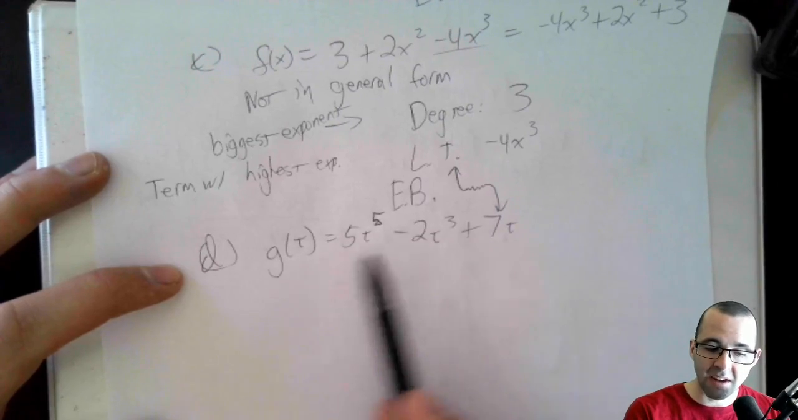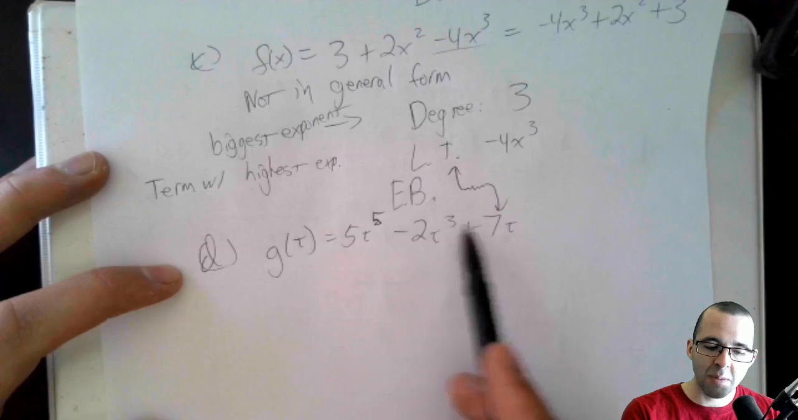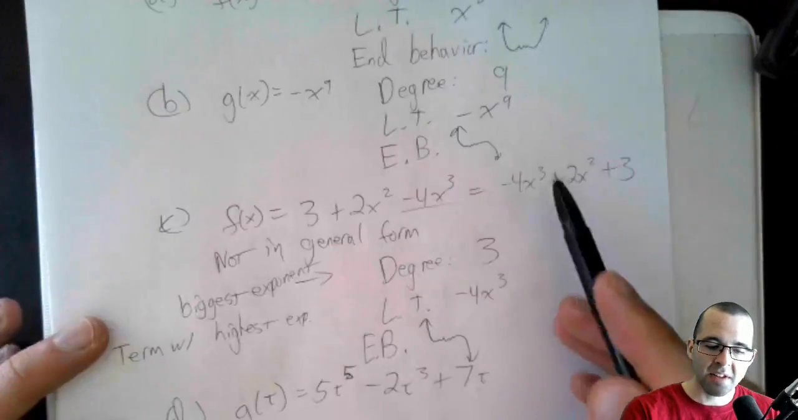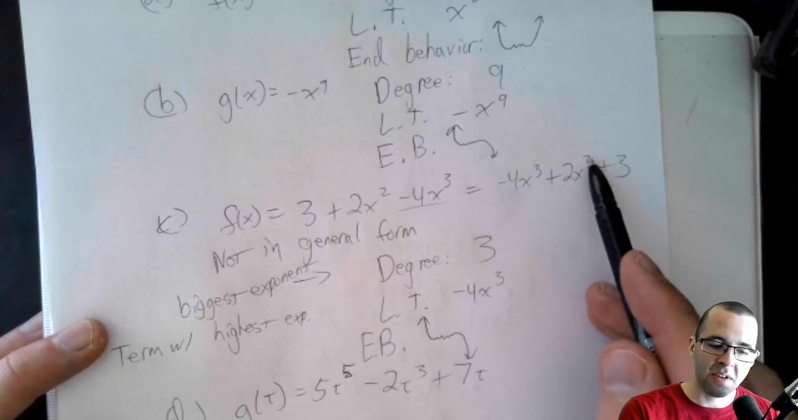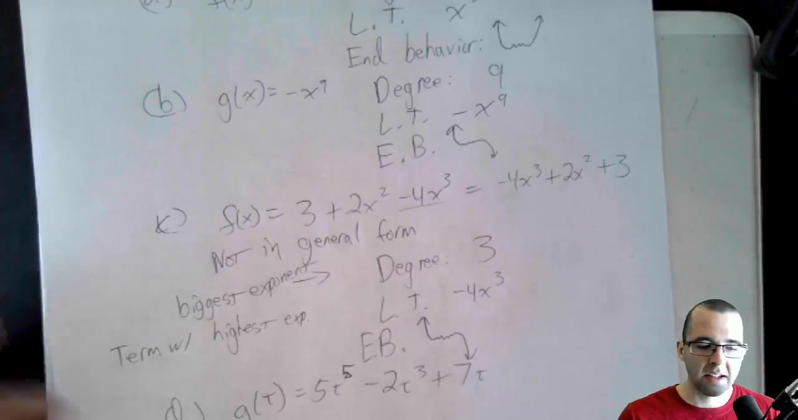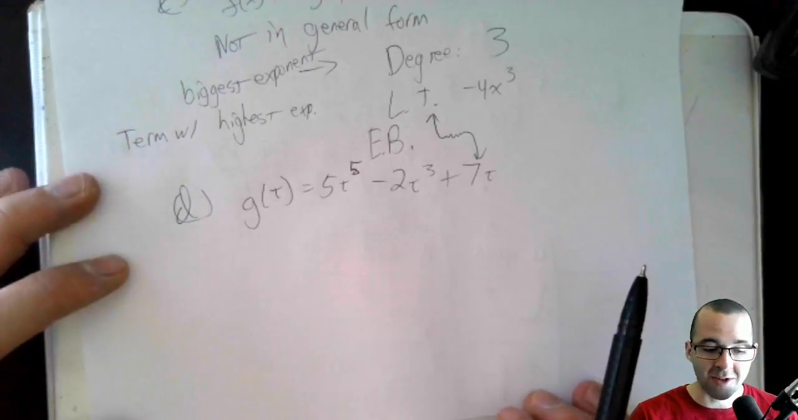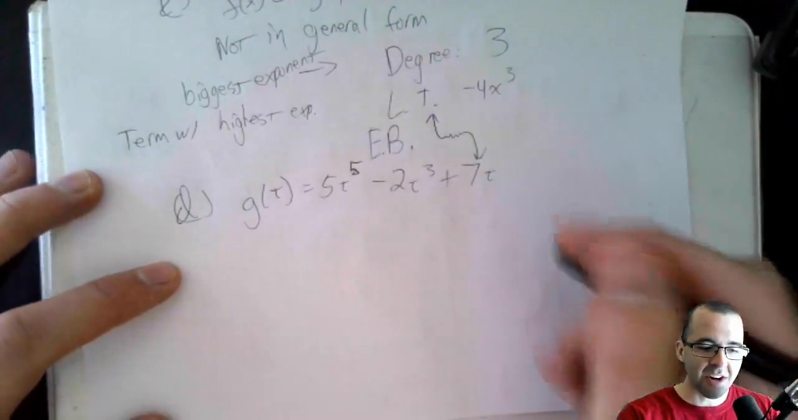Side note, this is an odd function because it's a polynomial and all of the exponents are odd. This last one was not an odd function because even though this is an odd exponent, this is even. And this is technically even, x to the zeroth. Going back to function transformations and even and odd functions. All right, so it's in general form, good.